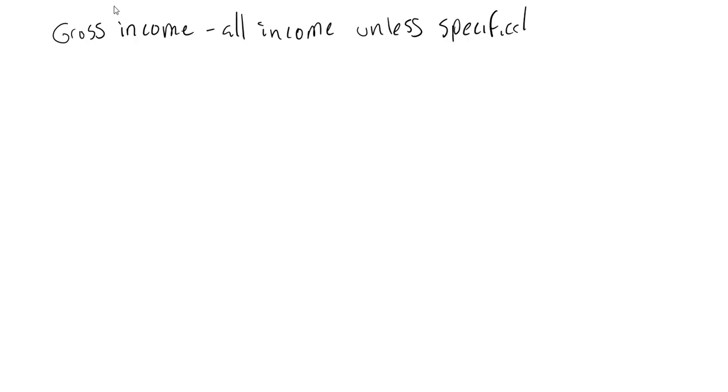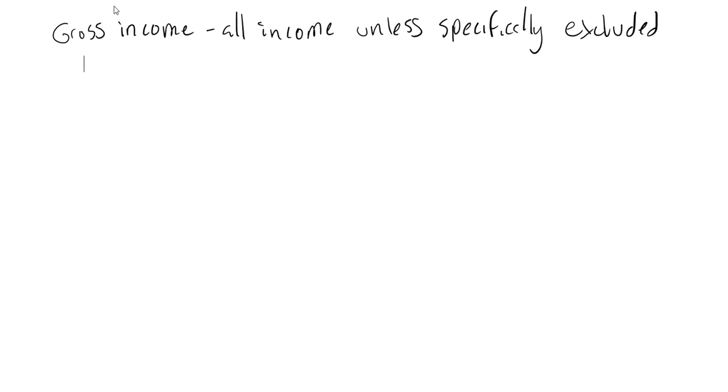All right, so first I want to talk about gross income. Gross income, this is the starting point. This is where everything begins with your taxes. So gross income includes all income unless the tax law provides for a specific exclusion. So gross income is all income unless specifically excluded. This is everything. All right, this is going to be dividends, pensions, Social Security, capital gains and losses.